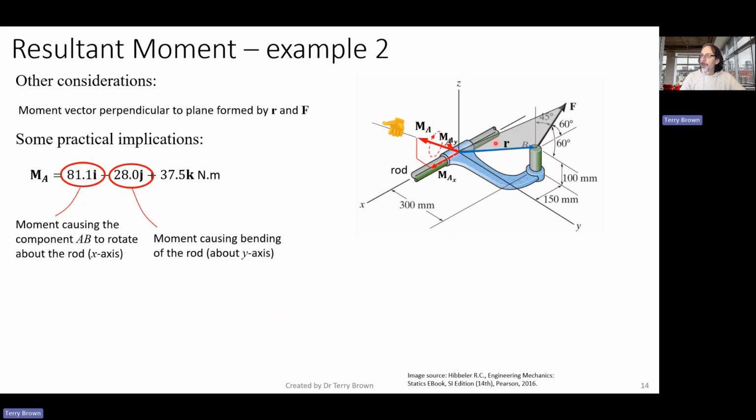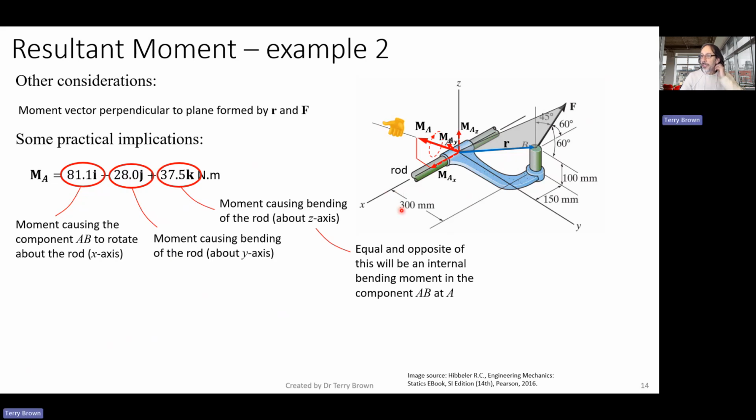And then I've just shown that vector component in there. And thirdly, we've got the moment about the z-axis. Again, that's going to cause some bending of this rod. There's a force here tending to rotate this blue component about the z-axis, and it's got this rod going through this collar. That's going to cause a bending of this rod. And again, we'll need to design this rod to be able to withstand that bending moment.